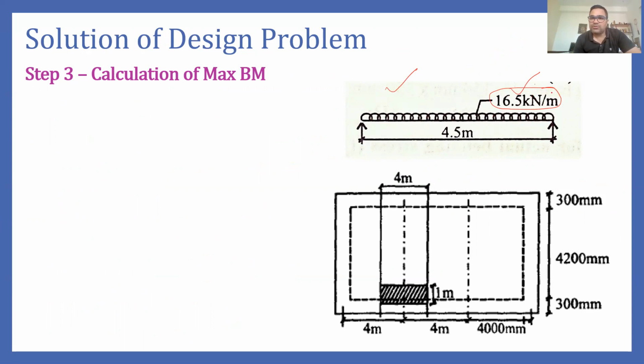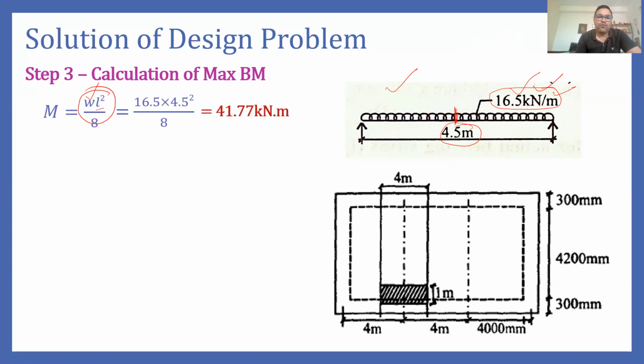Now, once we get this UDL, once we get this effective span, now we are going to find out the maximum bending moment, and maximum bending moment will occur at the center. So in case of simply supported beam carrying UDL over the whole span, the maximum bending moment will be given by the relation WL square by 8. So in this case, W is the UDL value and L is the effective span. So putting the value, we get the maximum bending moment as 41.77 kilonewton meter.